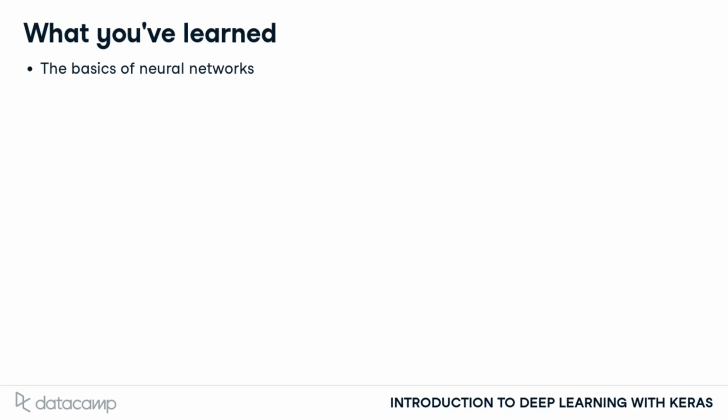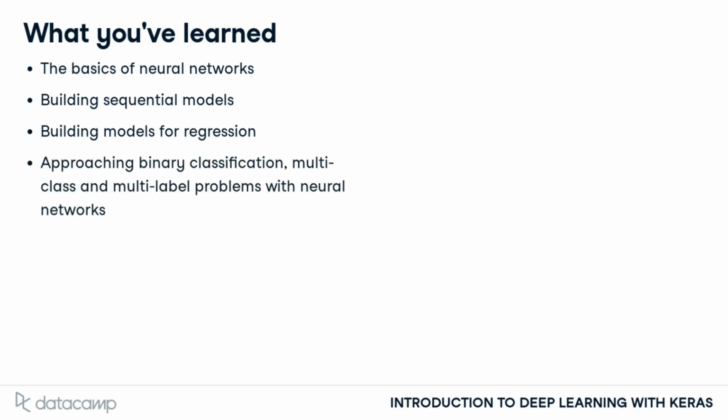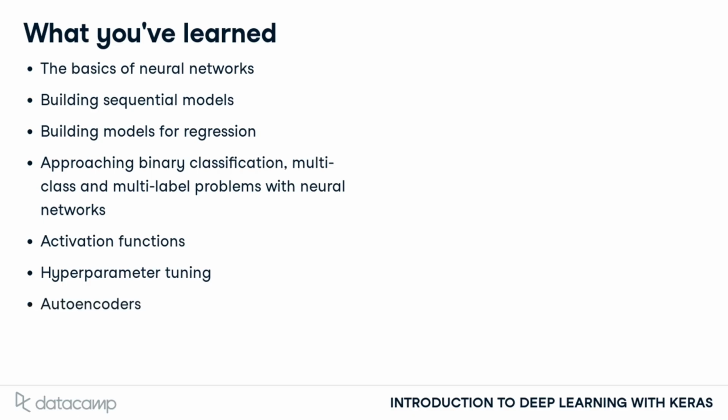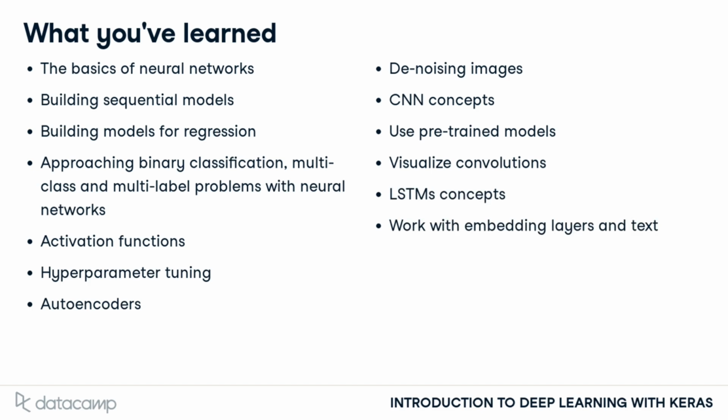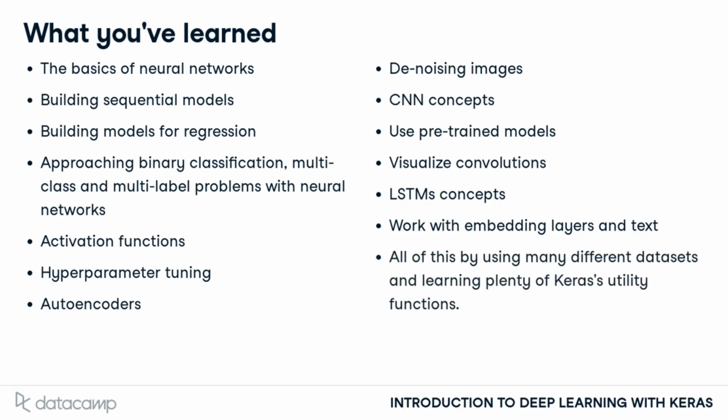You have learned the basics of neural networks, built sequential models, and learned to solve regression, binary classification, multiclass, and multilabel problems with neural networks. You have explored activation functions and carried out hyperparameter tuning, turning your Keras models into scikit-learn estimators. You have used autoencoders and denoised images with them. You have learned key concepts about CNN networks and used the pre-trained ResNet50 model to classify images. You visualized convolutions for the MNIST dataset. You learned about LSTM concepts and worked with text and embedding layers. You've used a lot of different datasets along the way, also learning a lot of Keras utility functions.